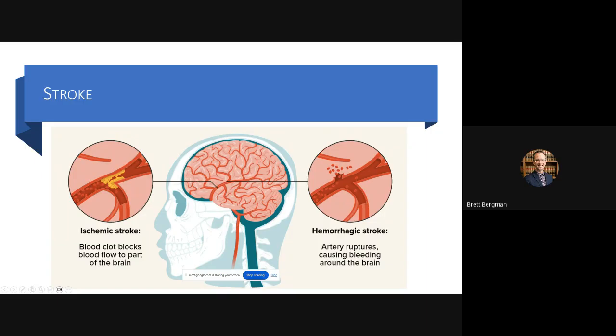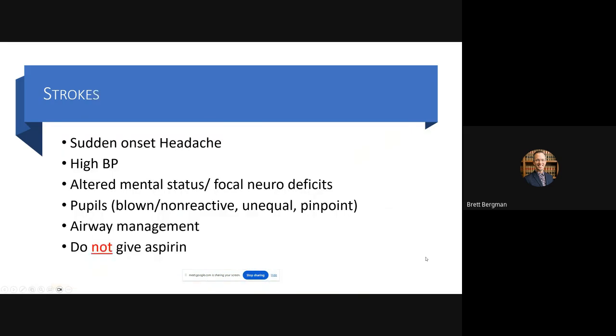Stroke is another thing that we may see on the hill. For strokes, this is one of the big distinctions from heart attacks. There are two different types of strokes, and their treatments are completely different. So you can have ischemic strokes where you actually have a blood clot or something that's occluding blood flow to the brain. And you can have hemorrhagic strokes where an artery in the brain ruptures and there is bleeding around the brain. Why this is significant to us is that in stroke patients, we never give aspirin.